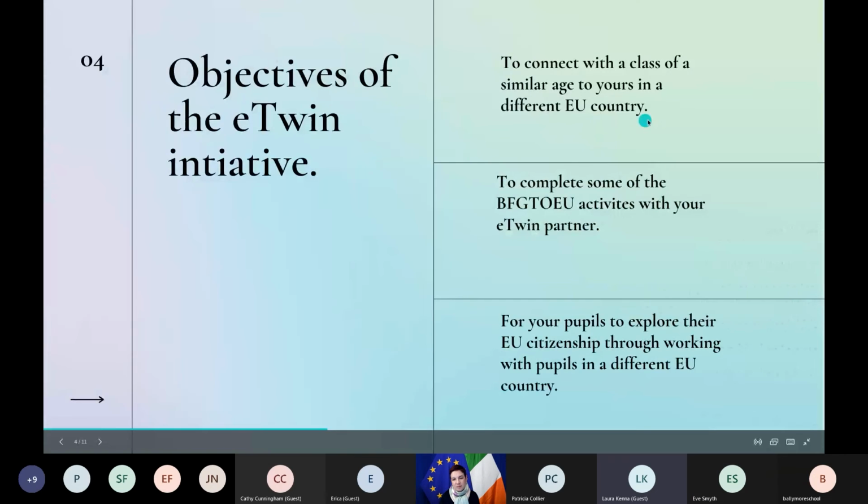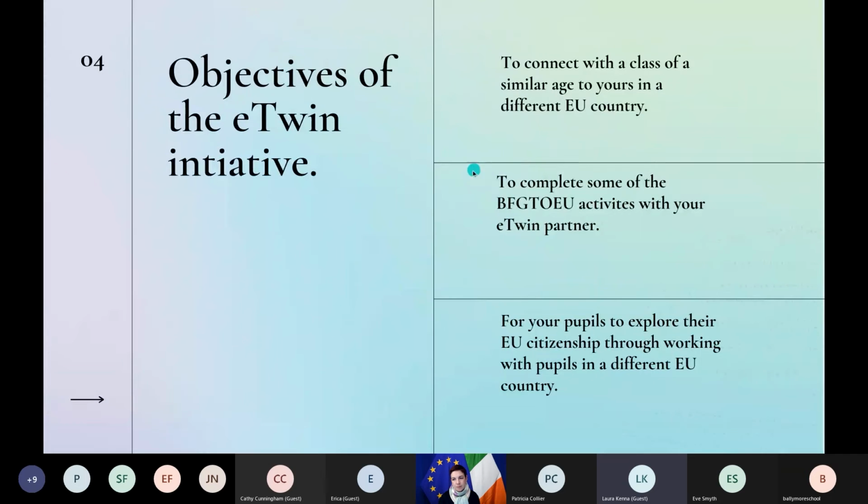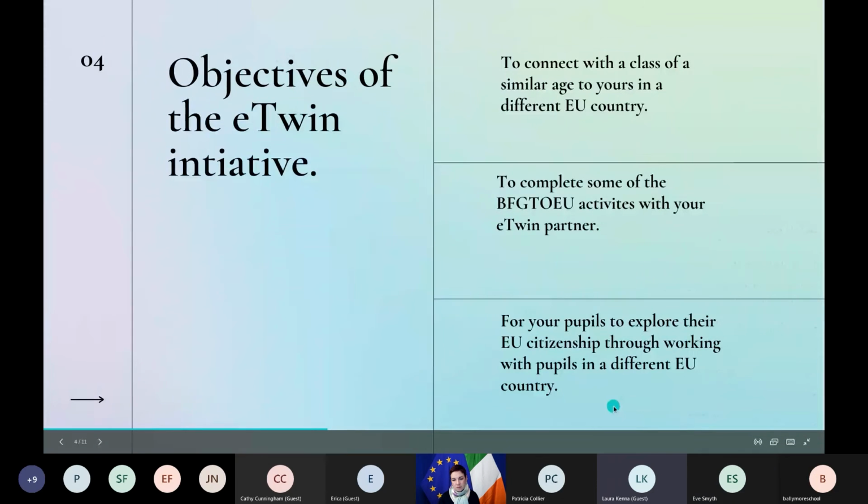The objectives are that you're going to connect with a class of a similar age to your class, but in a different EU country, that you'll complete some of your BFGTOEU activities with your twin partner. And it's basically going to let your pupils explore their EU citizenship through working with pupils in a different EU country.